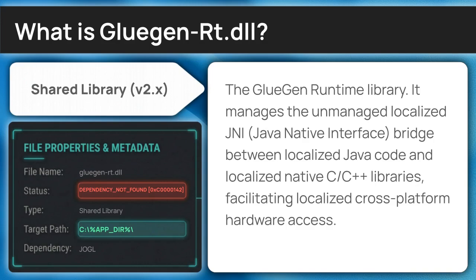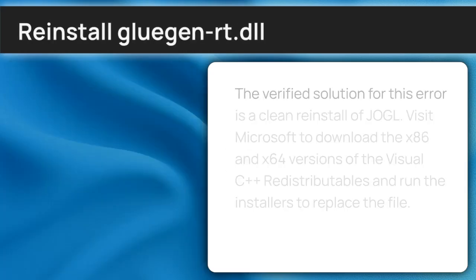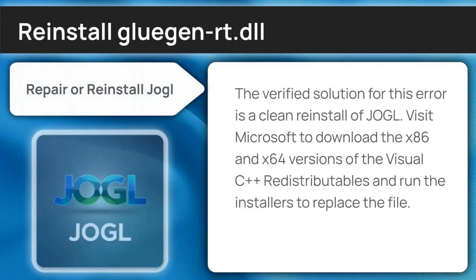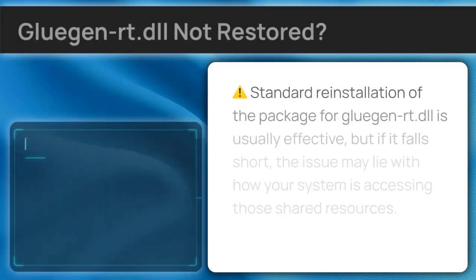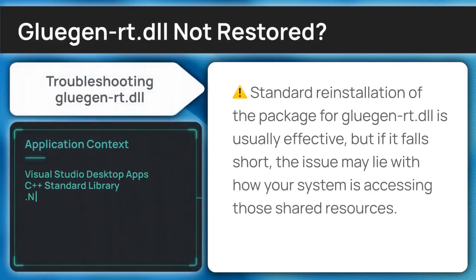Now let's dive into the solution, starting with a standard reinstallation. The verified solution for this error is a clean reinstall of JOGL. Visit Microsoft to download the x86 and x64 versions of the Visual C++ redistributables and run the installers to replace the file. When the primary installation path fails, a more surgical approach to checking your system's environmental variables is required.